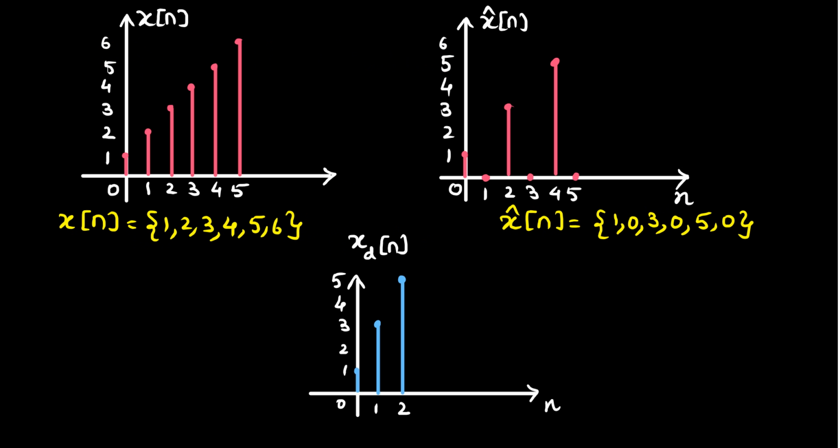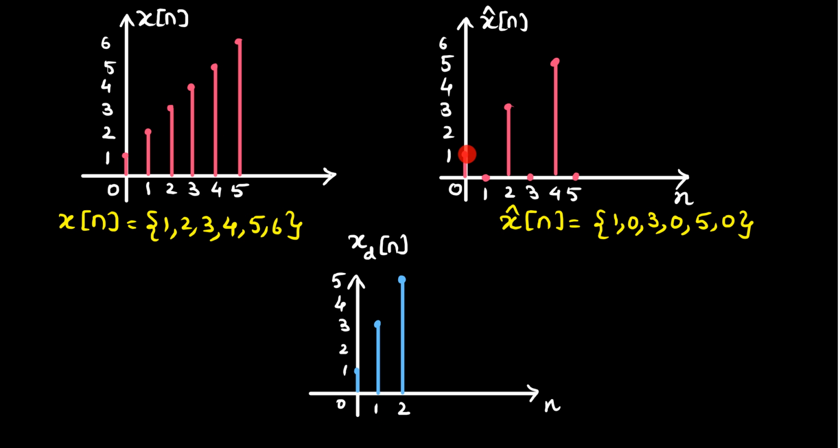So we have this x of n which is 1, 2, 3, 4, 5, 6, and this is the sampled version, that is 1, 0, 3, 0, 5, 0, and this is the decimated version of both of them. So we retain this 1 as it is, then we discard the value at n equal to 1 here, that is we don't consider this 2, we consider this 3 that is located now at 1, then we discard this 4, we retain this 5 at n equal to 2 and discard this 6.